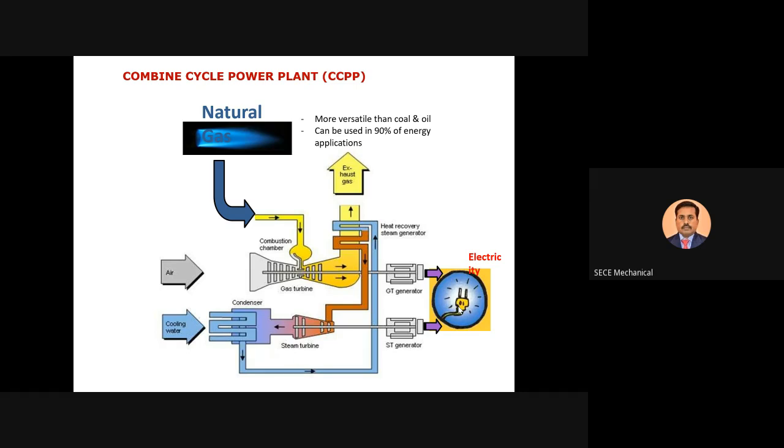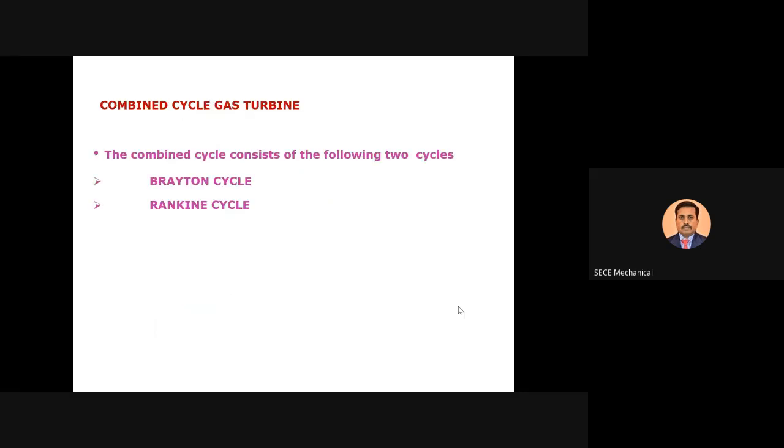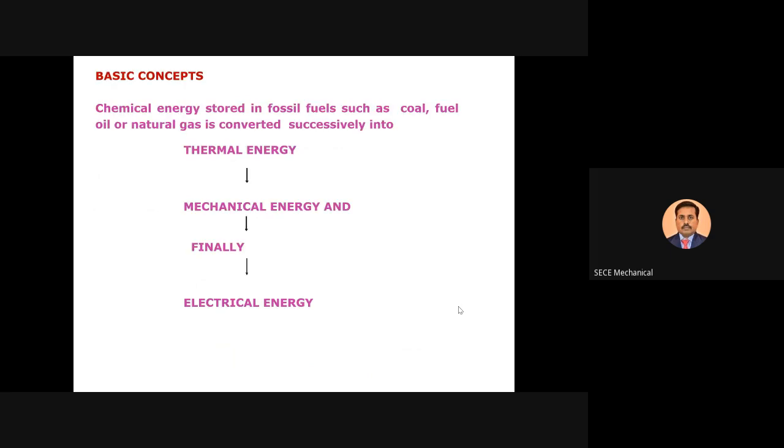Is it clear for you? Do you have any doubt? Now you can ask. So combined cycle is nothing but a combination of two cycles. One cycle is Brayton, the second cycle is Rankine. Students, is it audible? It's audible, sir. Yes. Is it clear now?